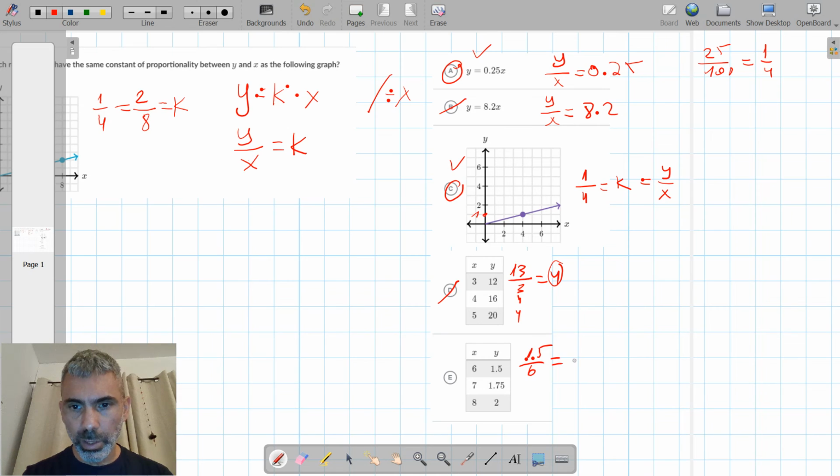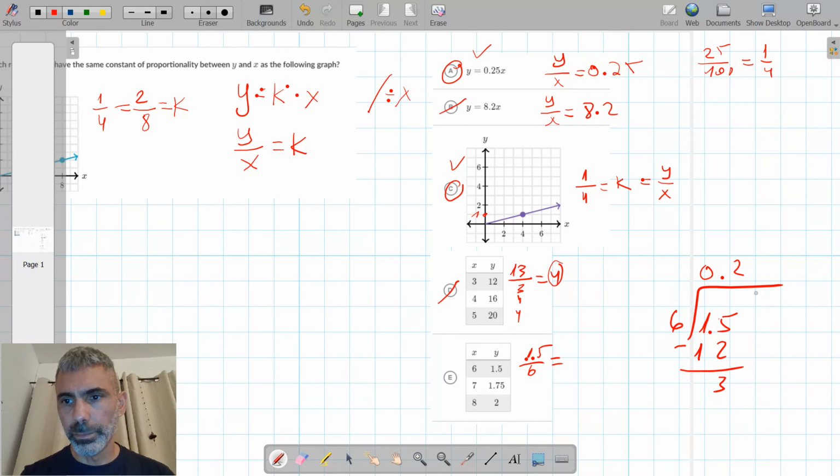And here we see that y is 1.5 over 6. So this is indeed 1/4, because when we divide 1.5 by 6, 6 doesn't go into 1, and 6 goes into 15 2 times. 2 times 6 is 12, remainder 3, bring down 0, so 6 goes into 30 5 times. So 1.5 divided by 6 is 0.25, which is 1/4.